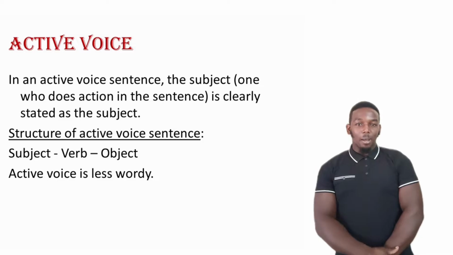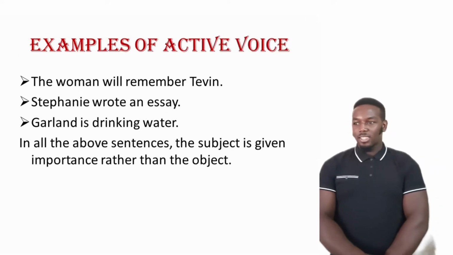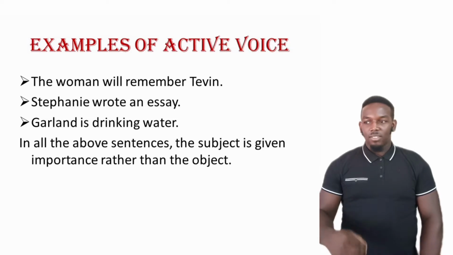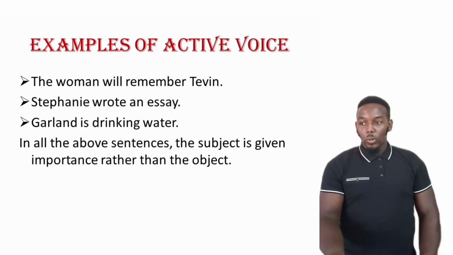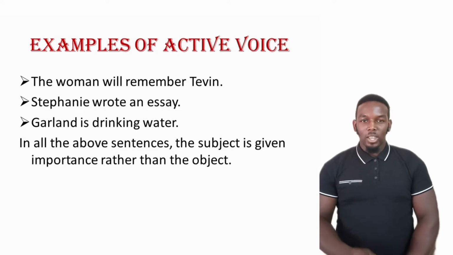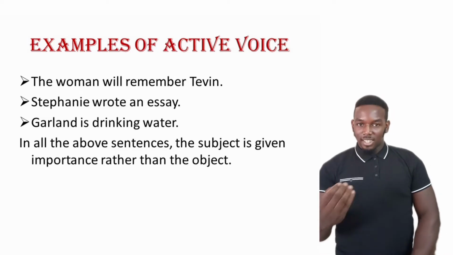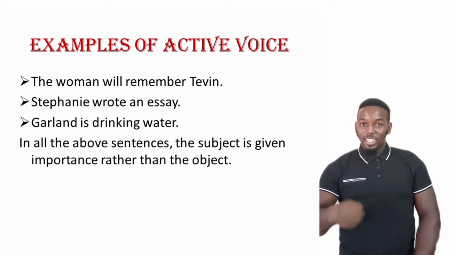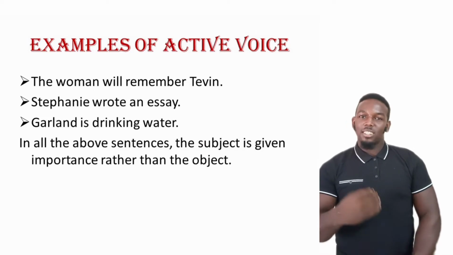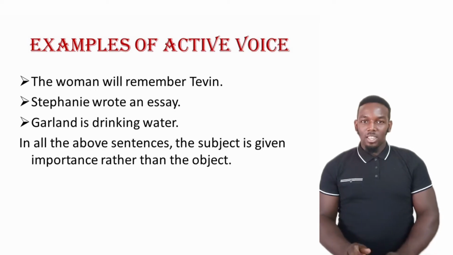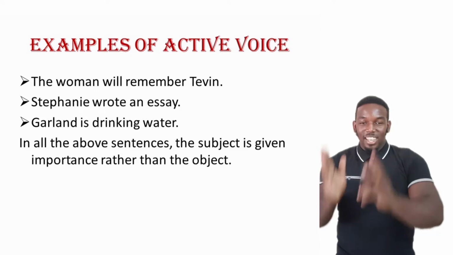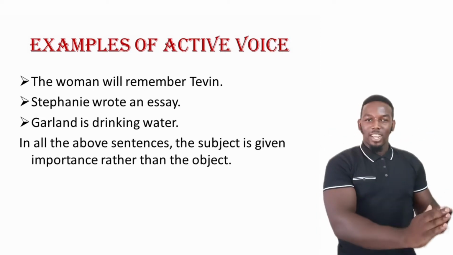So here are some examples of the active voice. The woman will remember Tevin. Stephanie wrote an essay. Garland is drinking water. So in the last one, the subject is Garland, the verb is drinking, and the object is water. So you see the structure that we're following. So you have the subject, the verb, and the object.